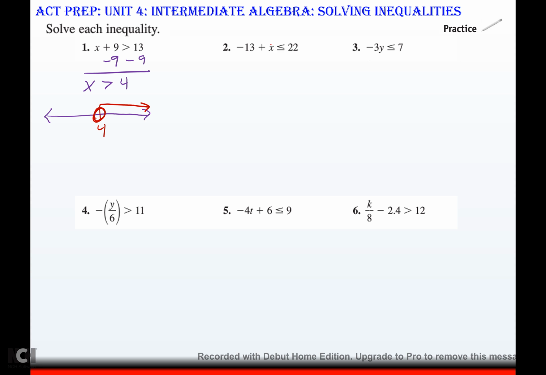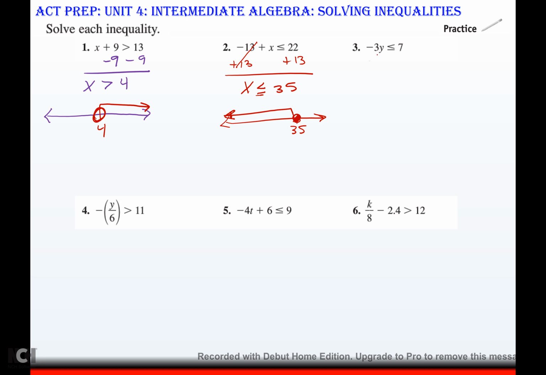Okay, so number 2, to get x alone, I'm going to undo minus 13, so I'm going to add 13 to both sides. That gives me x is less than or equal to 35. If I graph that, the bar means I can include 35, so 35 is a solution, and any number smaller than that is also a solution. Anything you plug in smaller than 35 will give you something less than 22.